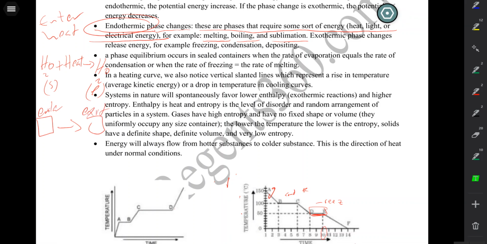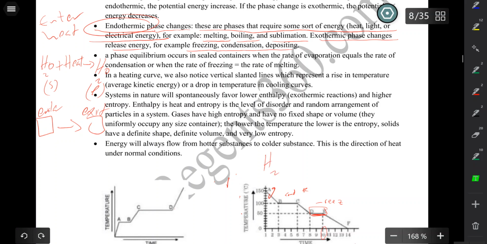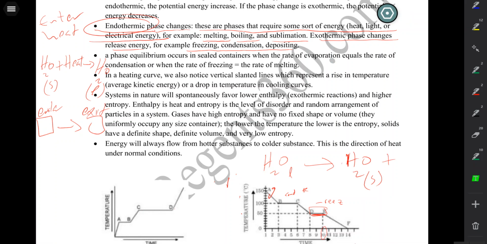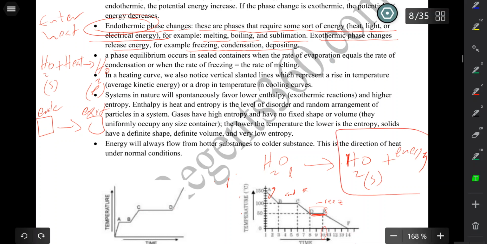On the other hand, exothermic phase changes release energy, for example, freezing, condensation, and deposition. So let's say, for example, here, H2O liquid. If I want to turn it into H2O solid, I would have to exit the energy. In this case, I would have to have energy on this side, on the right side. That's where my products are, and this is where my reactants are. So exo, exit, endo, enter.